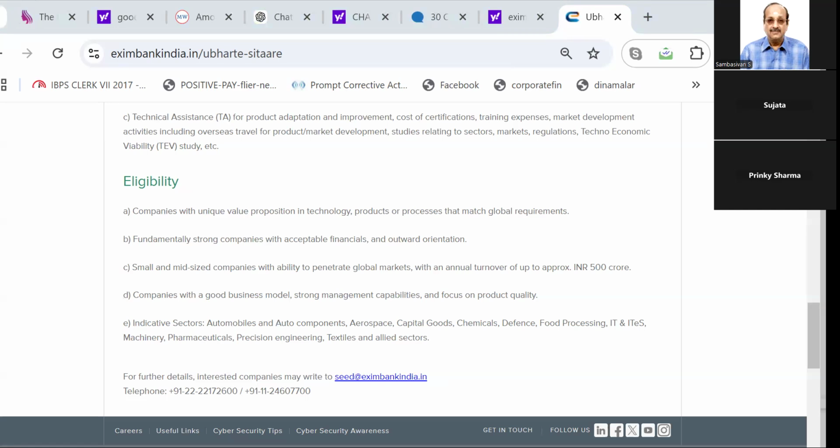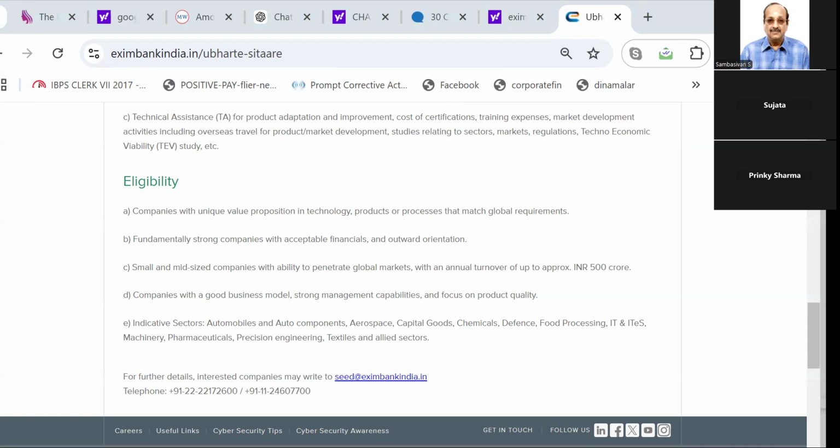What are specialized banks? Specialized banks are the banks which concentrate on particular sectors only. There are many specialized banks in India. One example is Exim Bank itself. Others are SIDBI, NABARD, NHB. Correct. Good. And then NaBFID.